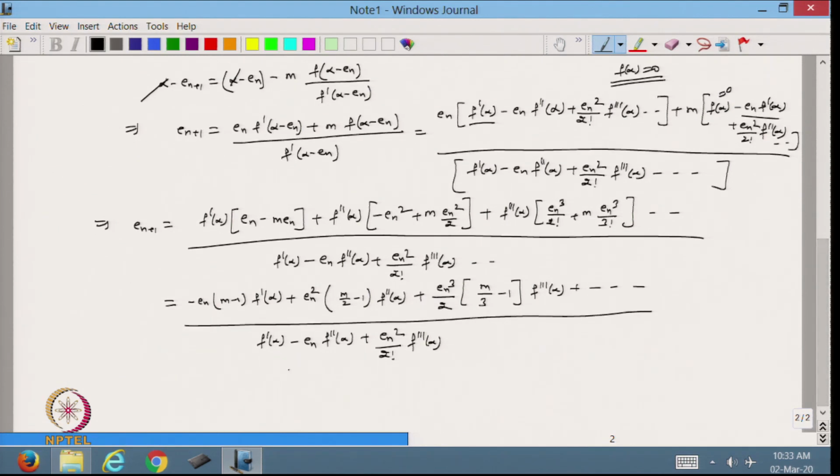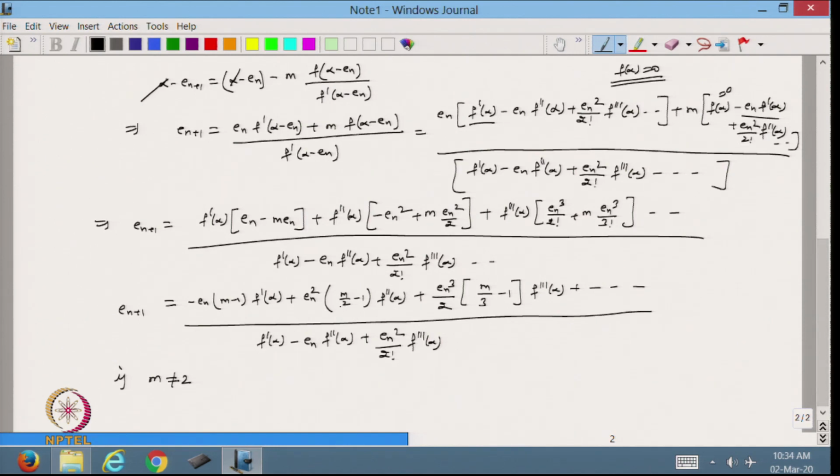Now, from here you can see that everything depends upon what is the value of m. So, in this case I will just take the common value of f dash alpha from here and f dash alpha from here. So, now everything depends upon what is the value of m. Now, if m is not equal to 2, so in this case what will happen?